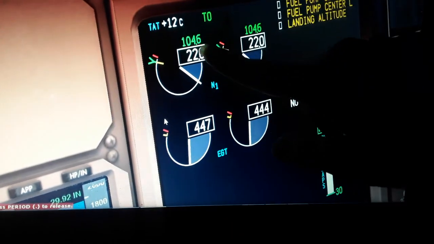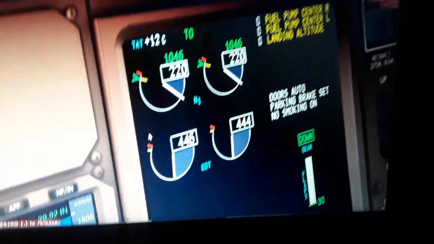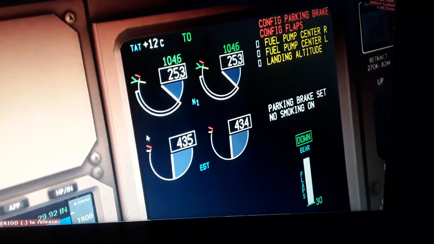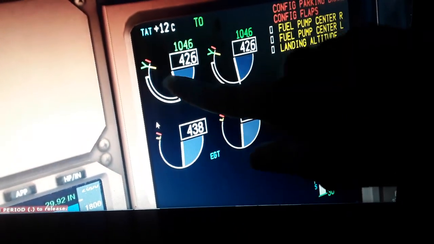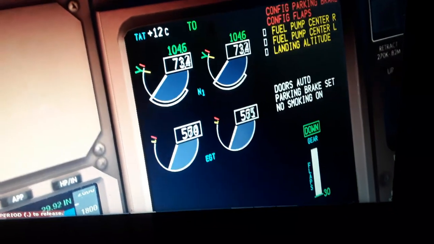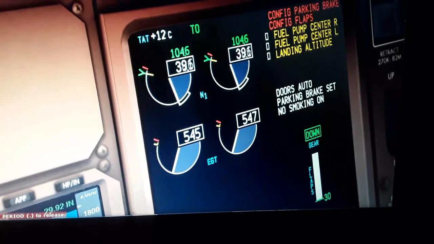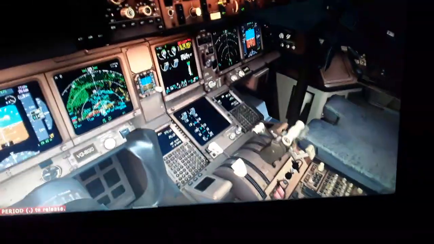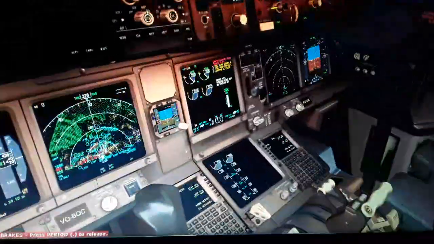So we have 104.6%, 22 now in the idle. So we move the thrust levers. You will see the commanded thrust and the actual. It takes some time for the engine to spool up, or then when you move to idle to spool down. So you have to anticipate that when flying, moving up and down the engines.